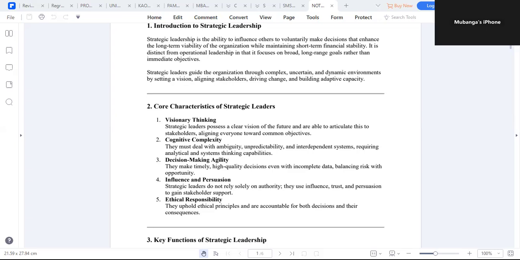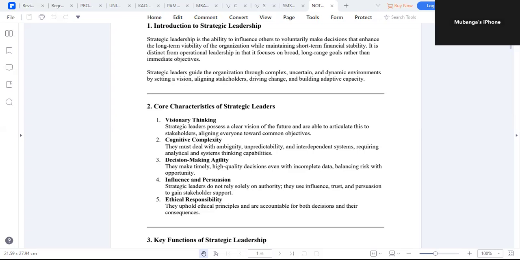The second attribute is that of cognitive complexity. Cognitive complexity. So they must deal with ambiguity and unpredictability in interdependent systems. They require analytical and systematic thinking capabilities. Strategic challenges are rarely simple; leaders are often tasked with numerous situations which involve numerous stakeholders, uncertain outcomes and also competing priorities.